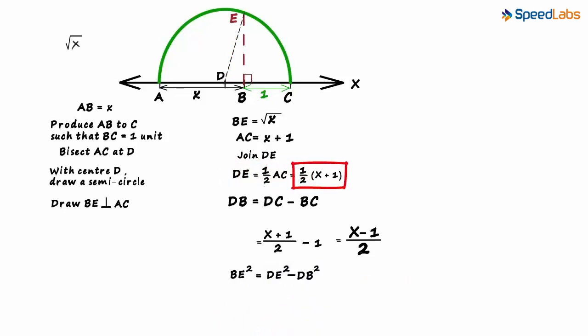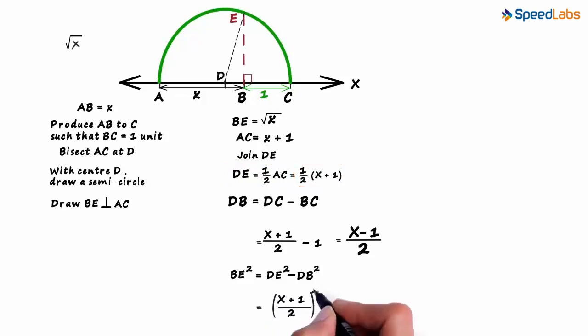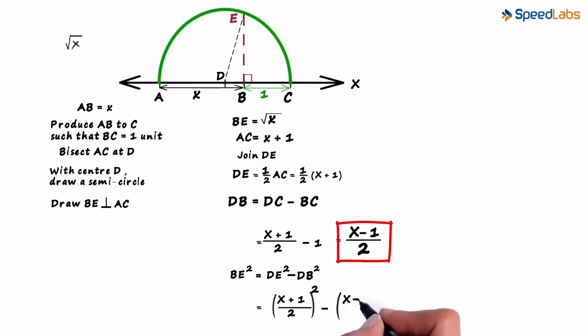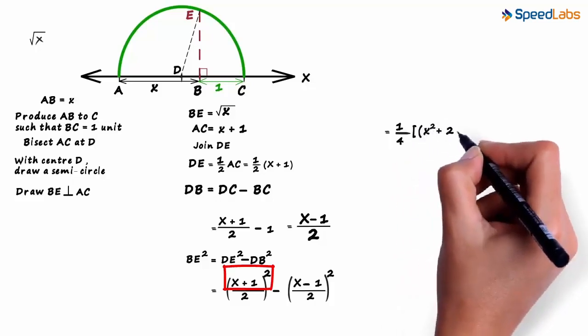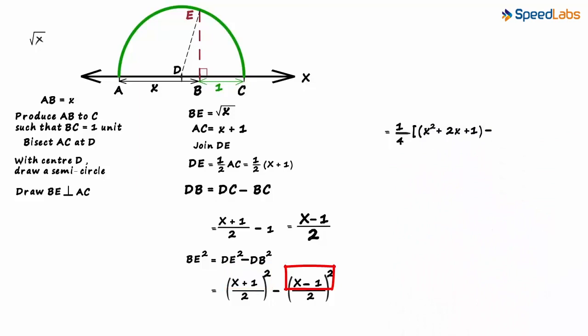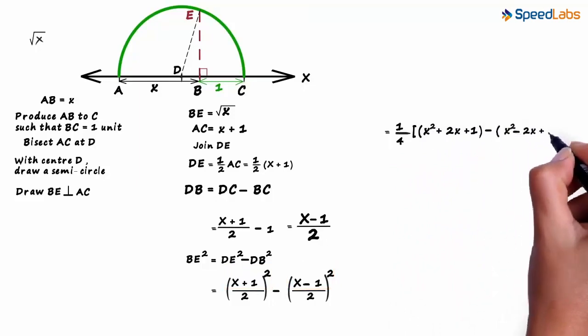DE is equal to x plus 1 by 2. DE squared will equal x plus 1 by 2 the whole squared. And DB is x minus 1 by 2. DB squared will equal x minus 1 by 2 the whole squared. All we need to do is solve this to get BE. Since both are squared, we will get a 4 common in both the denominators. So let's separate 1 by 4 from both the terms. x plus 1 the whole squared will equal x squared plus 2x plus 1, and x minus 1 the whole squared equals x squared minus 2x plus 1.